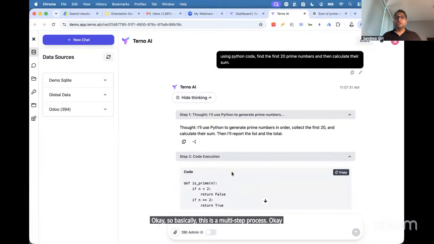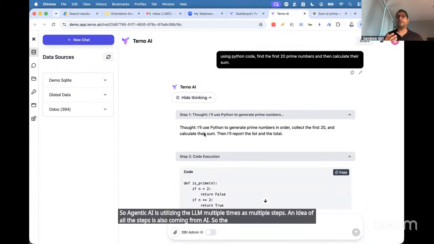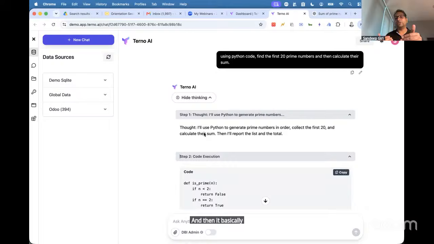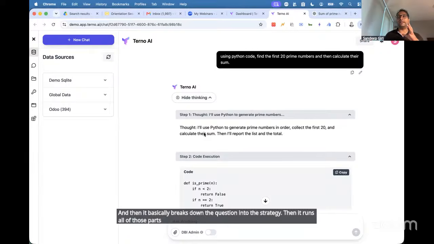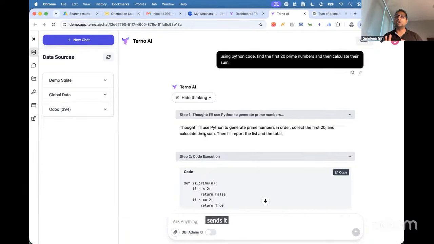So agentic AI is utilizing the LLM multiple times as multiple steps. The idea of all the steps is also coming from AI. So the first step is to figure out what next step to take, and then it breaks down the question into a strategy. Then it runs all of those parts, observes if it has answered the question. If it has, then it sends it to the user. So this is called agentic AI, whereby you have a multi-step process.